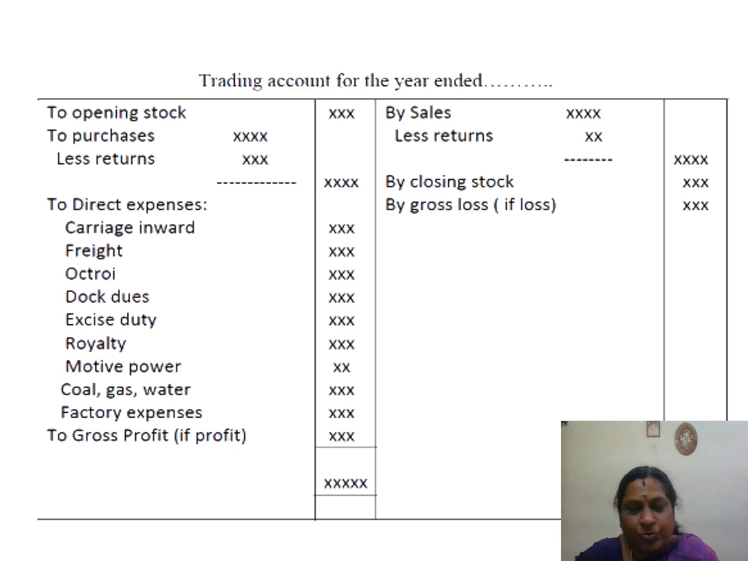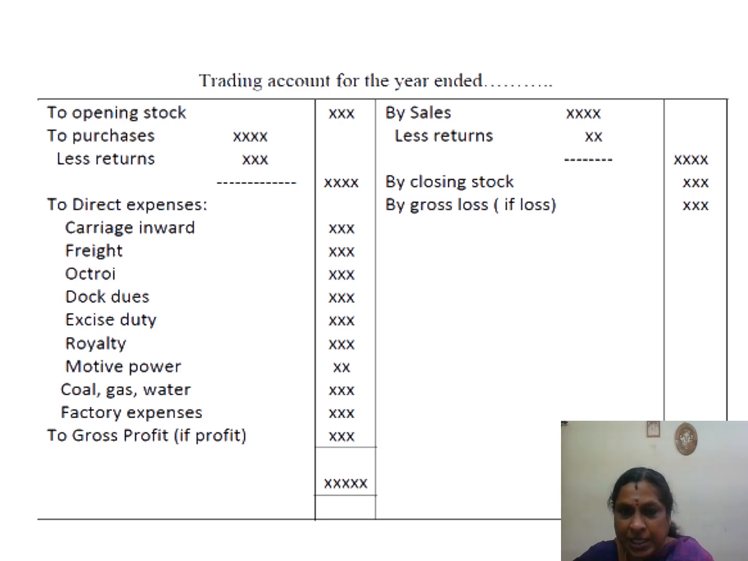Now, once we have completed entering the debit side and the credit side of the trading account, we have to put the total on both sides. That is called closing the trading account. While closing the trading account, we have to find out which side of the account has the higher balance, either the debit side or the credit side. So the higher total will be put on both sides.